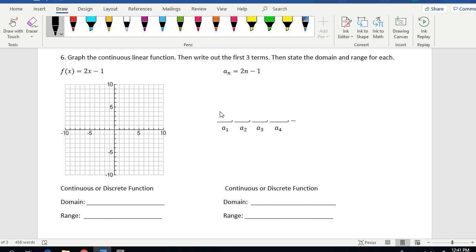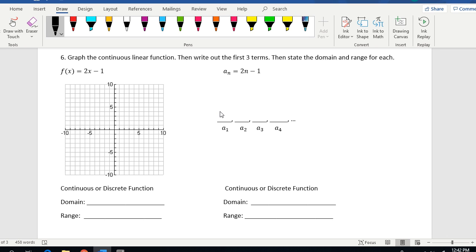All right, let's look at number 6. So 6 is very similar to 5, but they did not give me the linear graph. Instead, they gave me the equation. And so I'm going to have to graph that. Or I could go the opposite direction. They gave me the explicit formula for the sequence. So I can identify my 4 terms, okay, and then work backwards, okay?